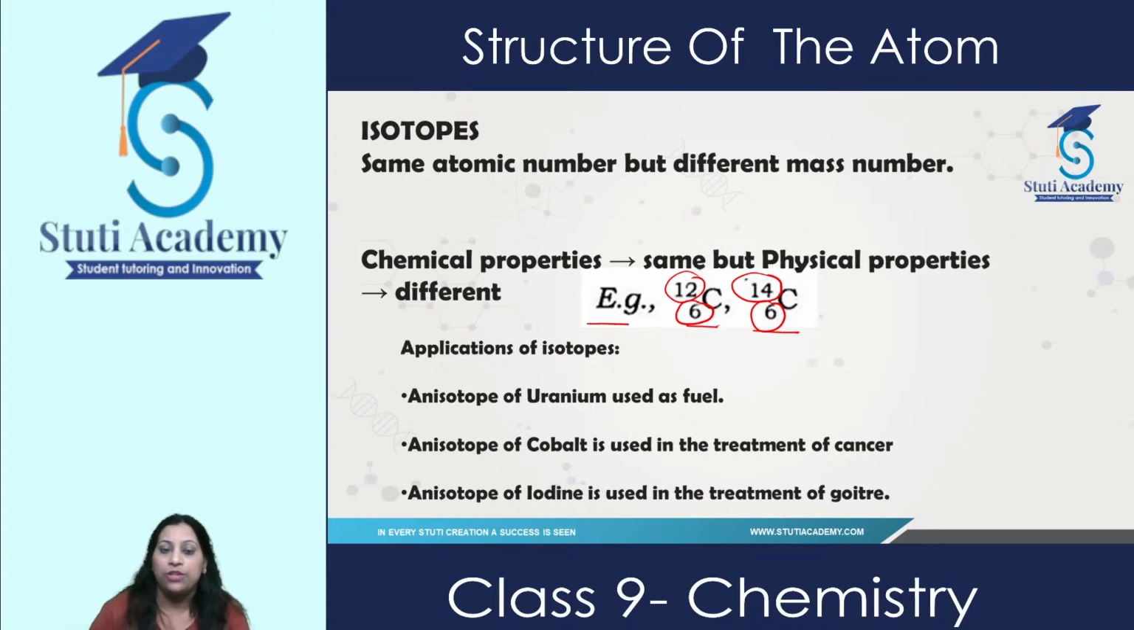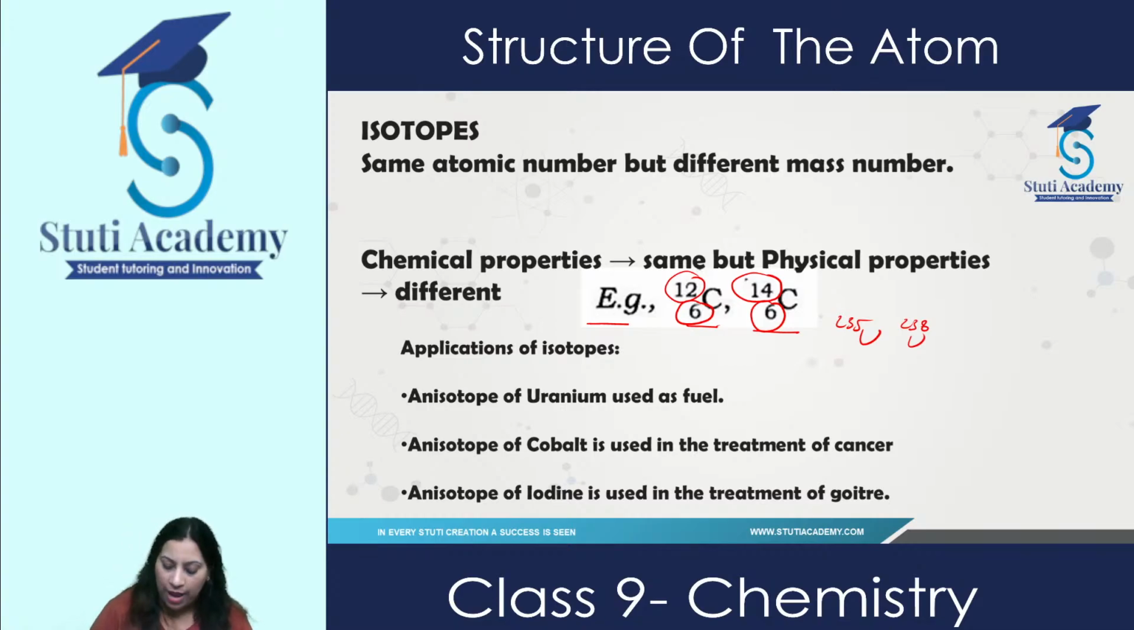Like an isotope of uranium is used as fuel. Uranium also exists in 235 or 238. It exists in nature in two forms. An isotope of cobalt we can use in the treatment of cancer. Then we have an isotope of iodine, which we use in the treatment of goiter. So these are the different isotopes.